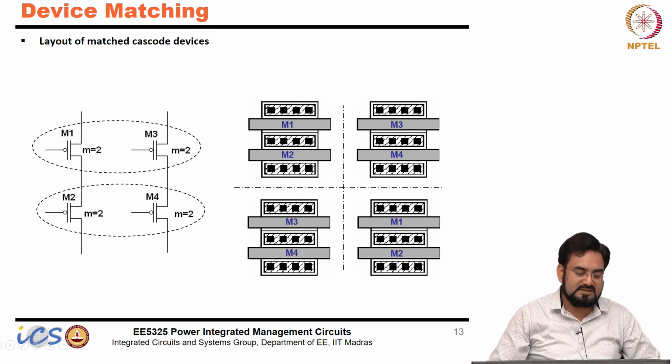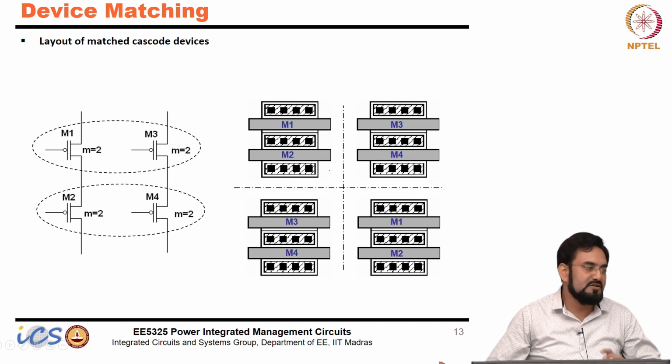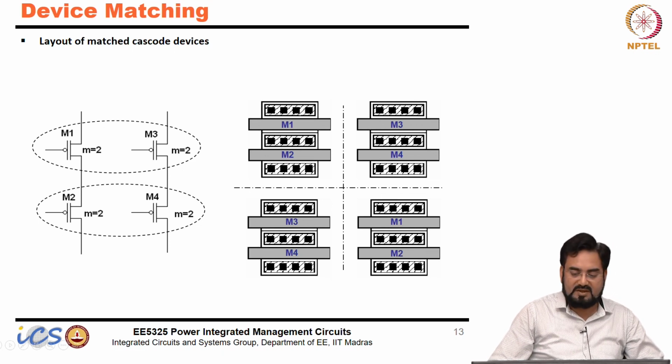Correct. So the drain of M1 is connected to the source of M2, so you can combine them. You will save area, and matching will also be good, because now source and drain are shared here. So you make a single unit of M1, M2 and M3, M4, and then place them in common centroid. You treat the combination of M1 and M2 as a single unit.